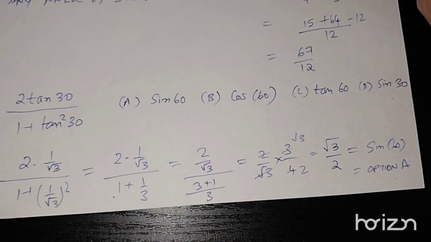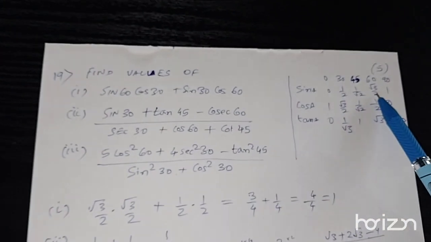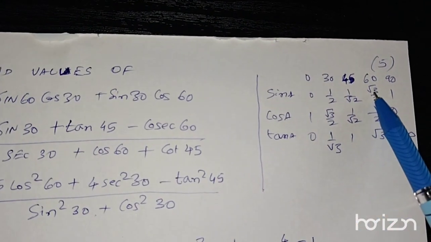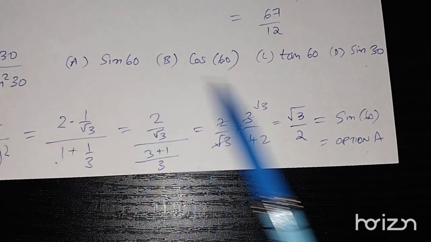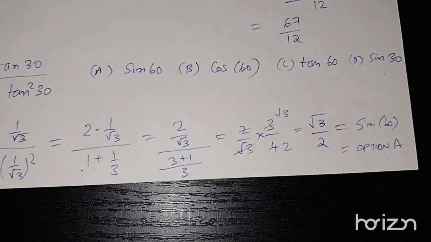From the table you can see that root 3 by 2 is nothing but sine of 60, isn't it? So option A is correct. Since we got root 3 by 2, that is actually sine 60. So option A is correct.